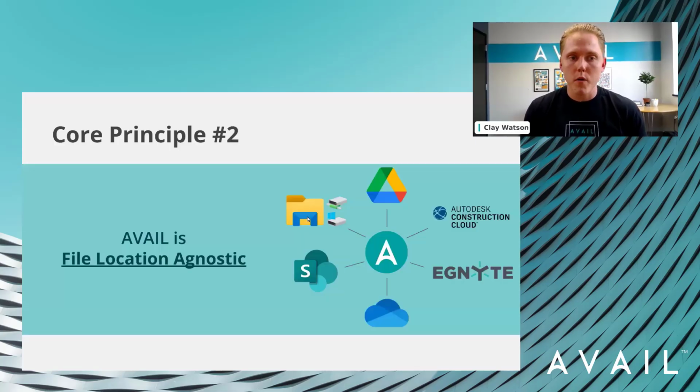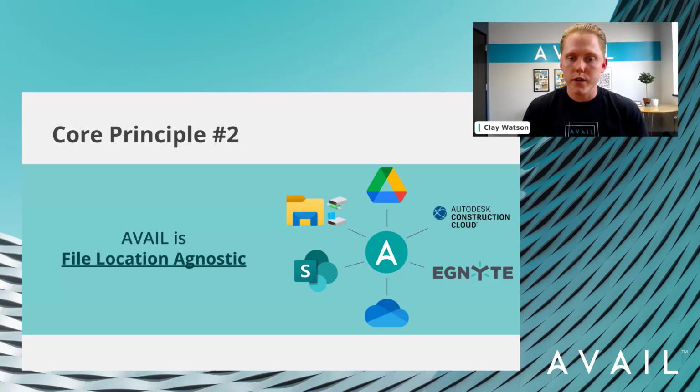The second core principle is that we're file location agnostic. So we sit on top of your current folder structure, your current network, wherever that is, however it's organized. You don't have to really change anything about where that storage solution is located. We just sit on top of that, as we like to talk about it, as a single pane of glass, right?